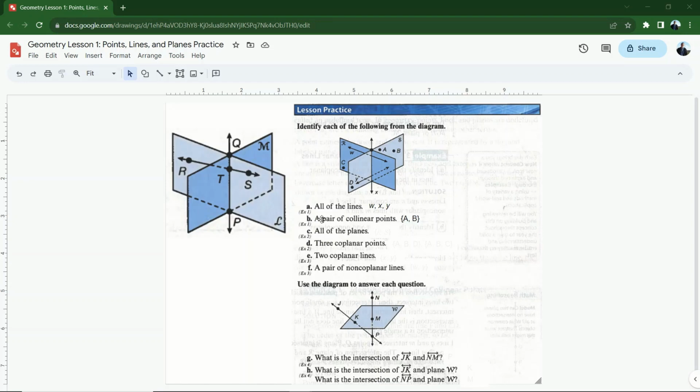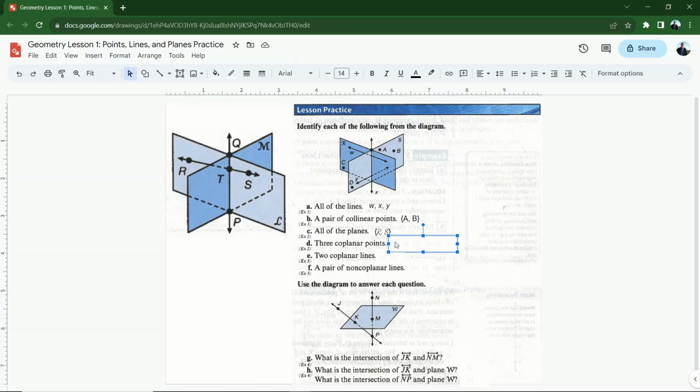Therefore, there's a lot of different pairs of collinear points I can name in this figure. Any pair of collinear points, AD, BC, AC, any of those would work. All right, all of the planes. Well, there's just 2 planes, and they're easy to identify by their script letters. I'm going to identify plane R and plane S as my 2 planes.